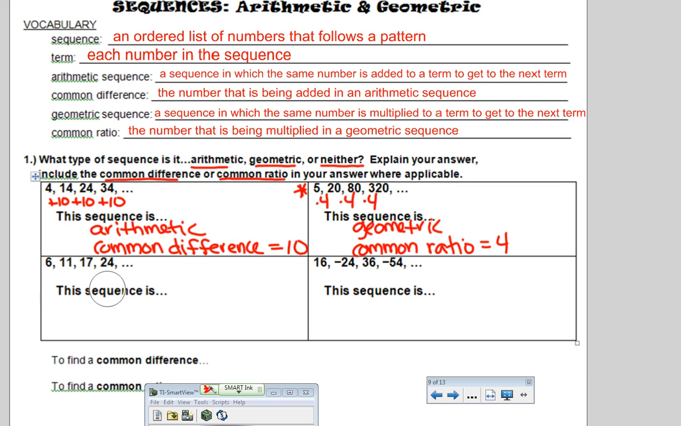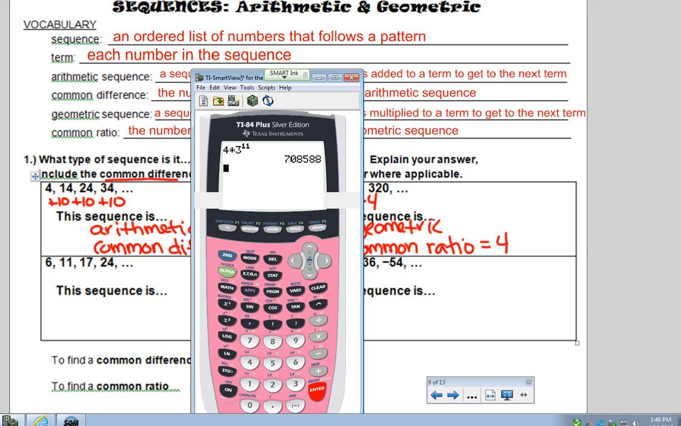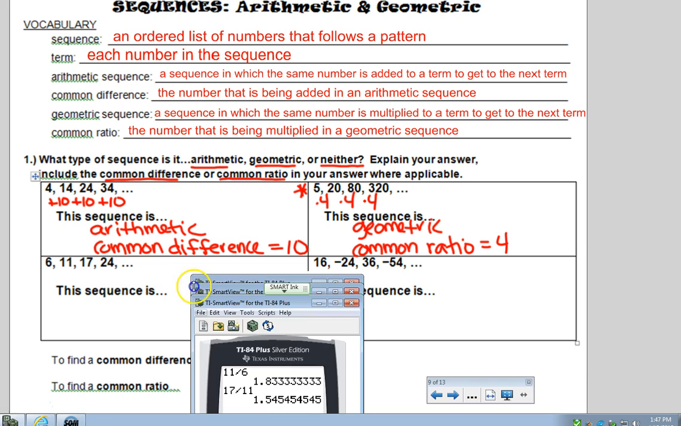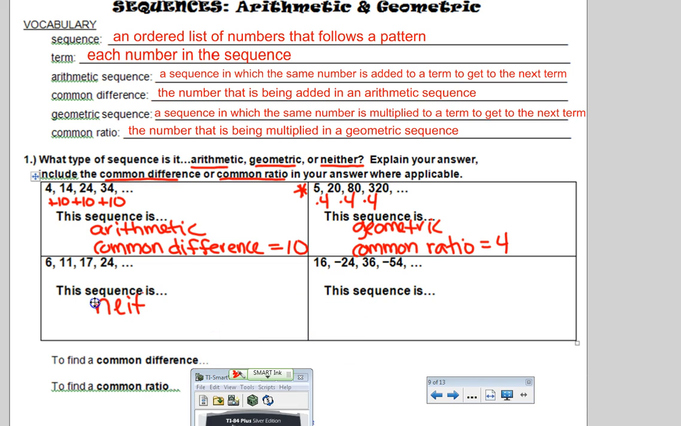Geometric, if I have to multiply some number to get from 6 to 11, I could try. And in order to figure out what that would be, you would divide 11 divided by 6. That's a really awful number. But then I have to make sure 17 divided by 11 is the same thing. And it's not. So this is not adding or multiplying. So this would be neither. It is a sequence. It's just not our arithmetic or geometric one.